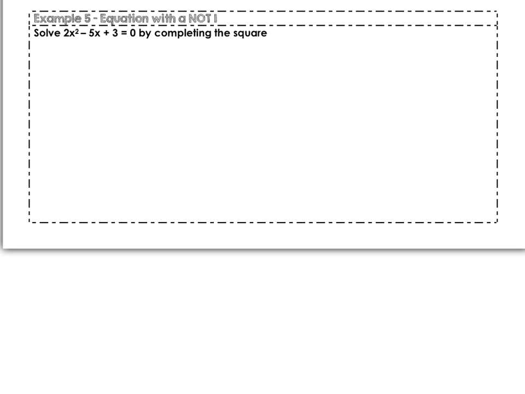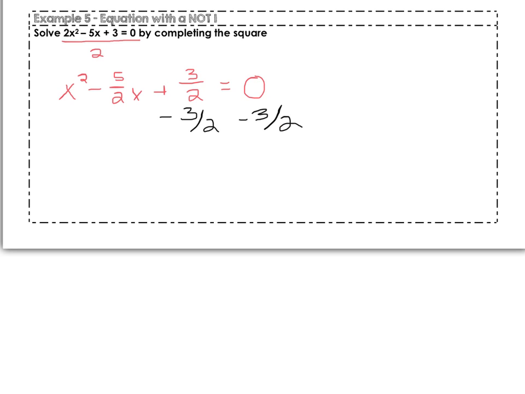All right, so when your a is not 1, we're going to have to divide away the a. So I'm going to divide everything by 2. So then we're going to have x squared minus 5 halves x plus 3 halves is equal to, well, 0 divided by 2 is still 0. So now I'm going to move my constant term onto the other side of my equation. So we have x squared minus 5 halves x is equal to negative 3 halves.